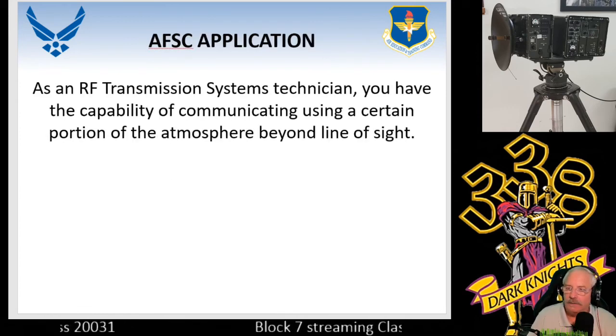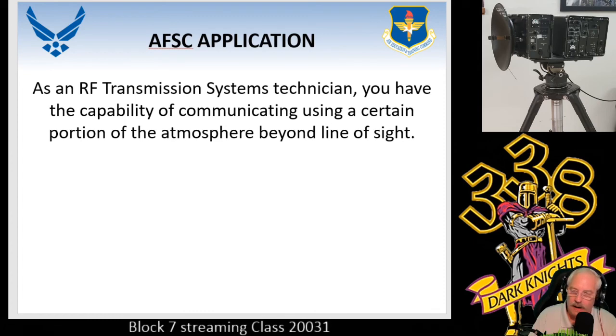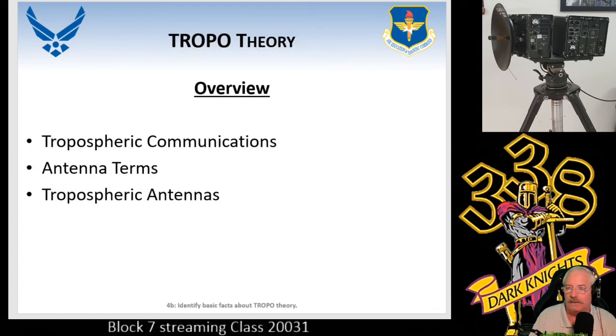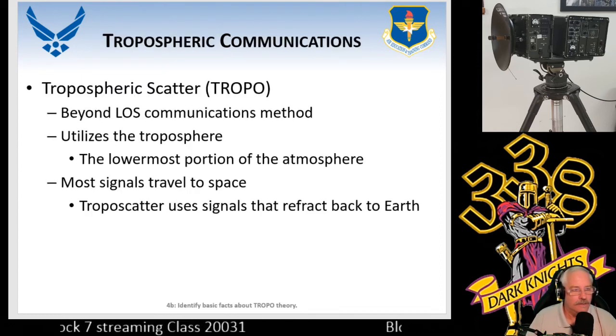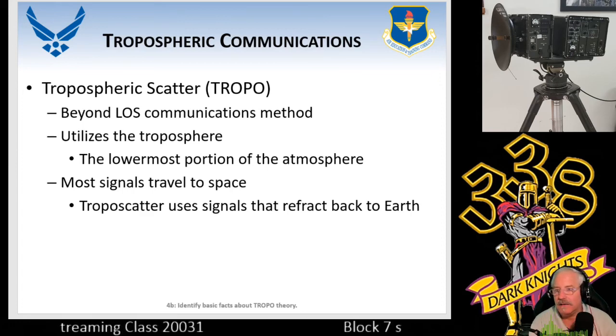We're going to have some beyond line of sight. Now this one's going to deal with nothing but tropo scatter. So when you take a look at block 4, we just touched upon it. We're going to look at tropospheric communications, antenna terms, and tropospheric antennas. This is what tropo does. They call it beyond line of sight. I disagree with that. It's more over the horizon.